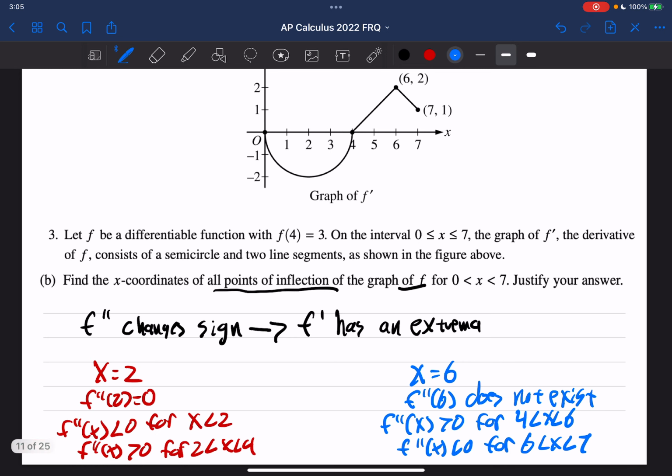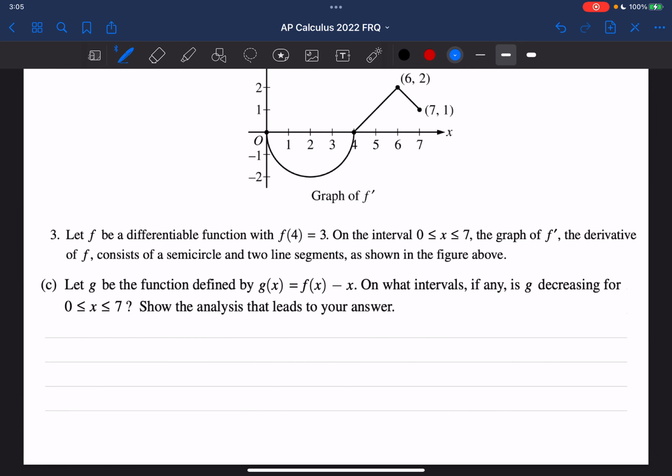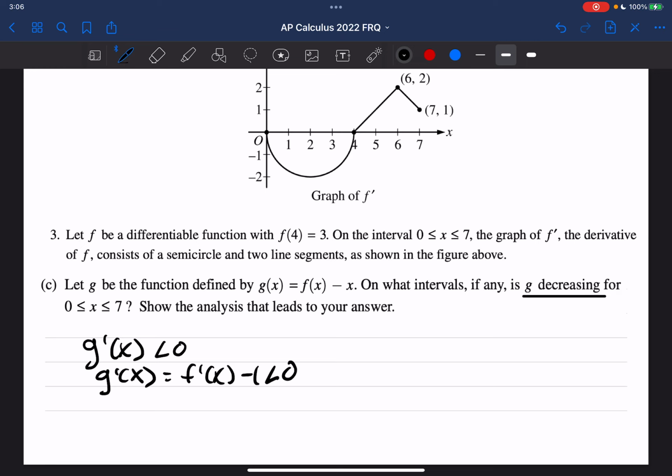Part C. So now we have a new function, g of x, and we want to know on what intervals g of x is decreasing. Now g of x is going to be decreasing when g prime of x is less than 0. So g prime of x is going to equal f prime of x minus 1, and we want that to be less than 0. So we want when f prime of x is less than 1. So the question is, when does that happen?